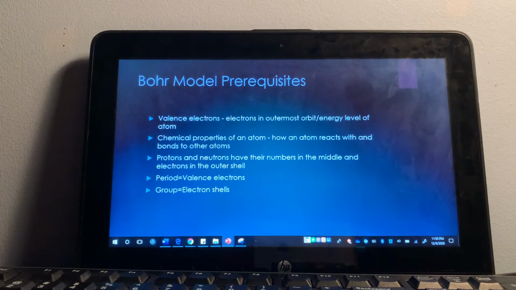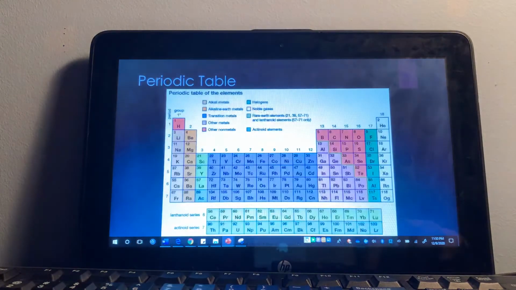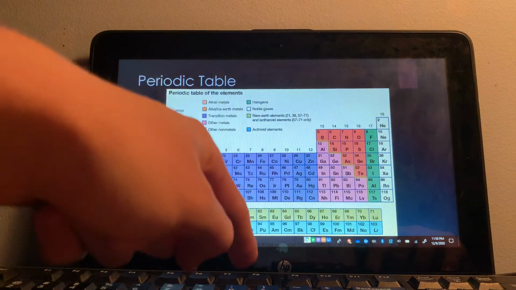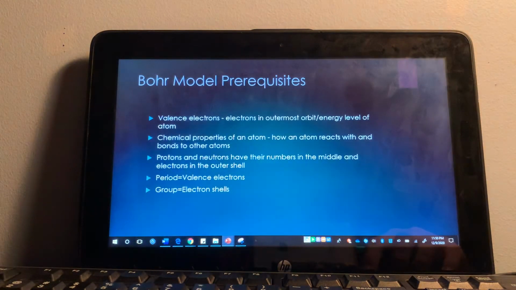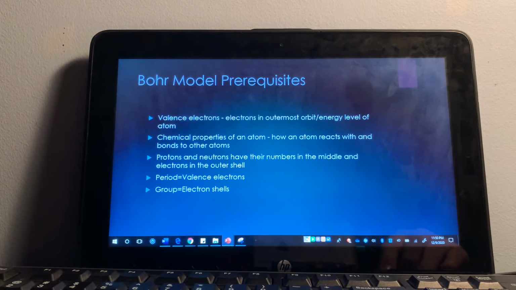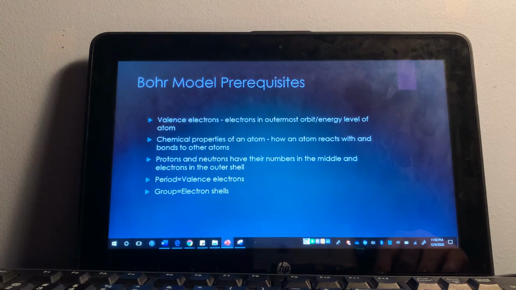Now, when we look at the periodic table, we have periods and groups. Periods, as you can see, are the columns going up and down, and groups are the ones going left and right. The group of an atom is the amount of electron shells it has, or the amount of rings. This will become clearer once we learn more about the Bohr model. And the period is the valence electrons, which is the amount of electrons in the outer shell.